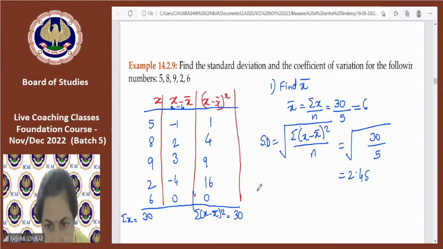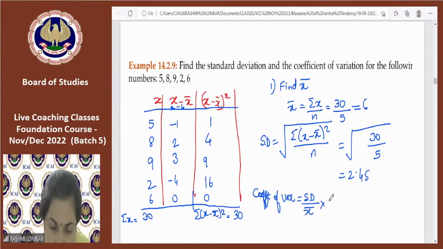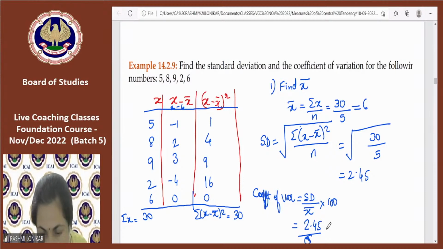And then coefficient of variation is nothing but standard deviation upon x bar into 100. What is the standard deviation? Standard deviation is 2.45. What is x bar? 6. So 2.45 divided by 6 into 100 is 41.67%.